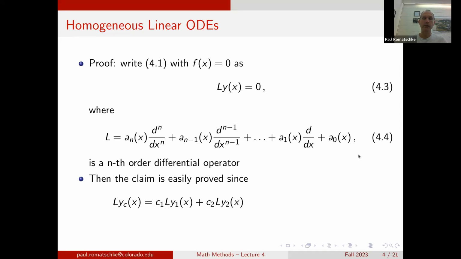Since both y1 and y2 are solutions to the differential equation L of y is 0, we find that this is further equal to c1 times 0 plus c2 times 0, or 0. Because of this, a linear combination of two solutions to the homogeneous linear ODE is also a solution to the homogeneous linear ODE.